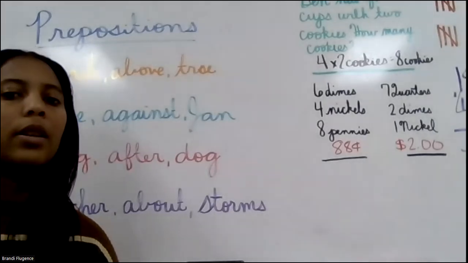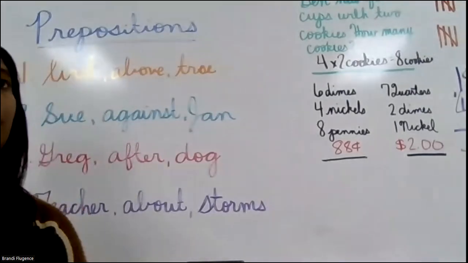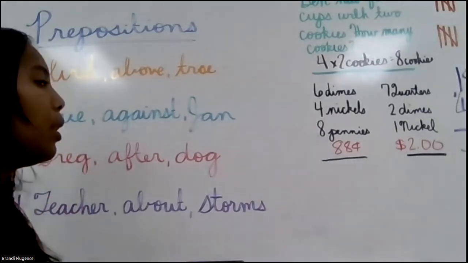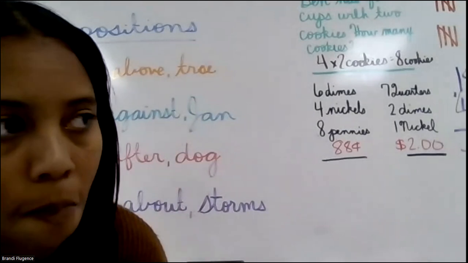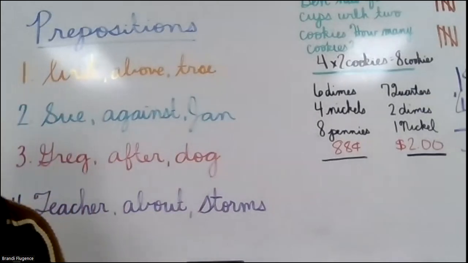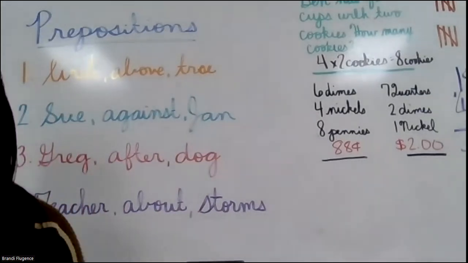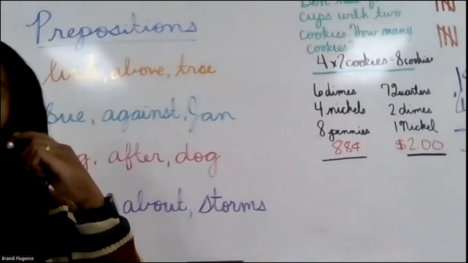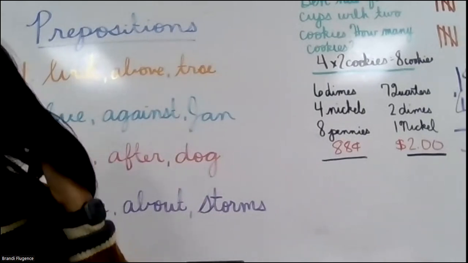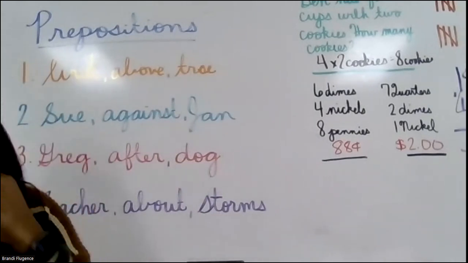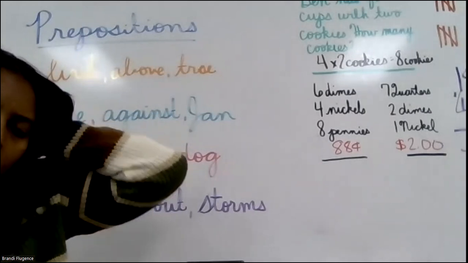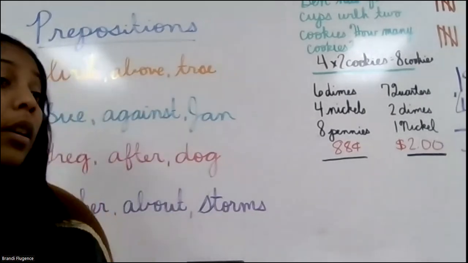All right, let's go ahead and go over this one. Our teacher taught us about storms. I asked my teacher about storms. The teacher showed us around the storm. Okay, anybody on the line? No? Okay.